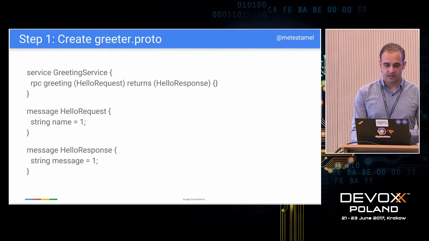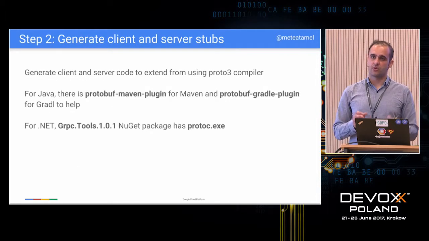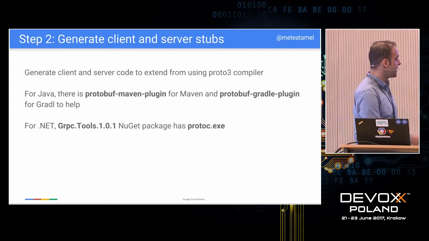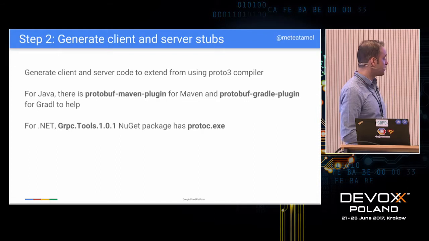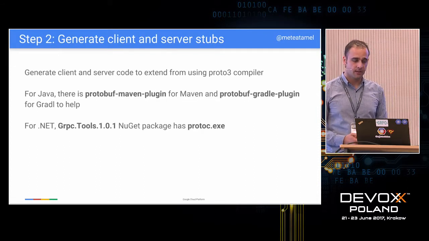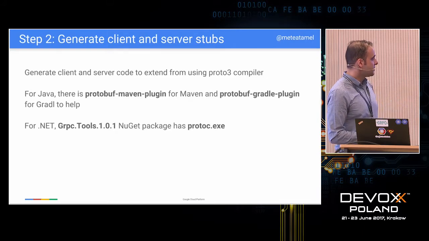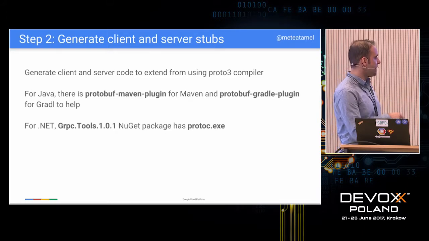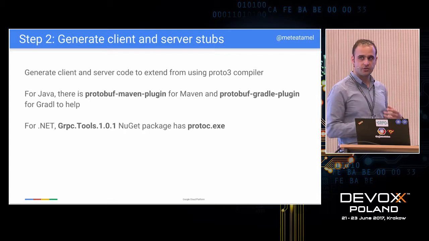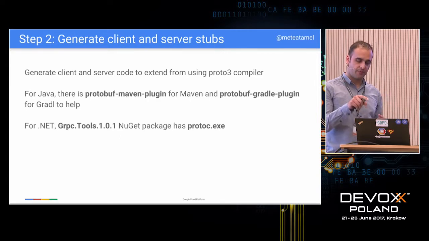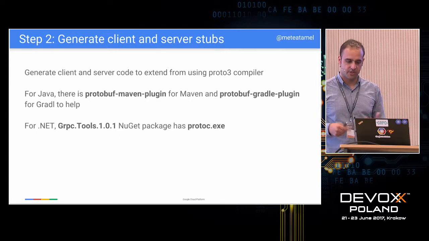So you define this. And then the next step is to create the client and the server stubs so that they can talk to each other. So if you are a Java person, you can use a Maven plugin or a Gradle plugin to basically generate the code that you need. For .NET, there's a NuGet package for gRPC. This version number is probably out of date now, but basically if you search for gRPC tools, you'll see it. And then there's also a proto. So this comes with a protoc file, and from there you can call this service definition and it generates the code for you.